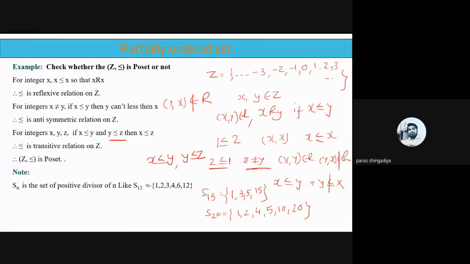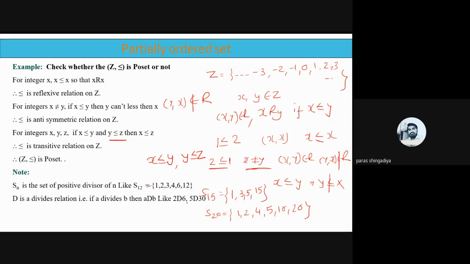Clear? And based on that, we'll define one new relation. That is known as the divide relation. D is known as the divide relation. And how can we define it? If A divides B, then it is written as A D B. What is the meaning of that? A divides B. For example, we can consider 2 divides 6.